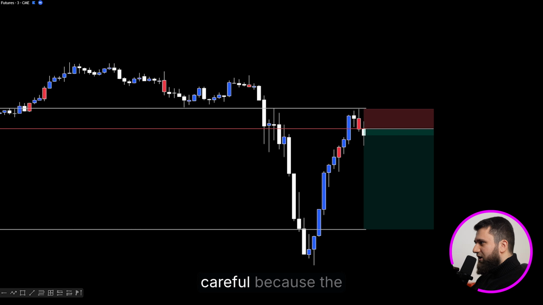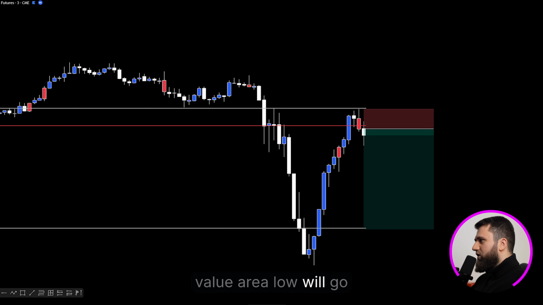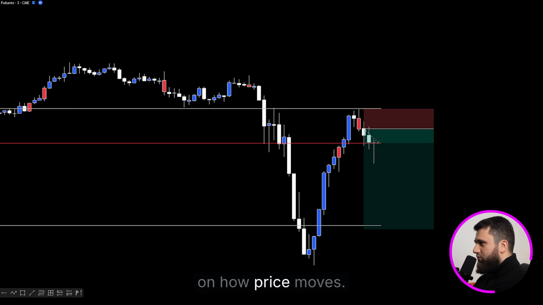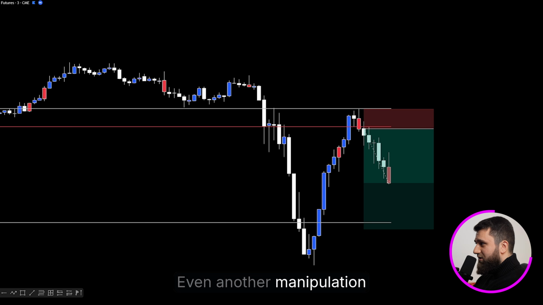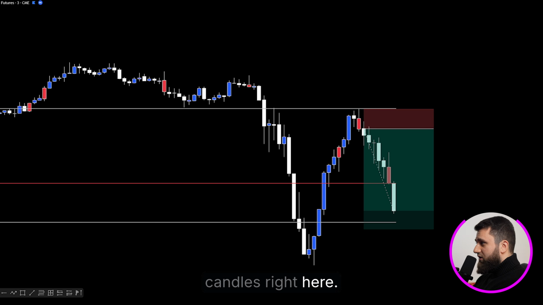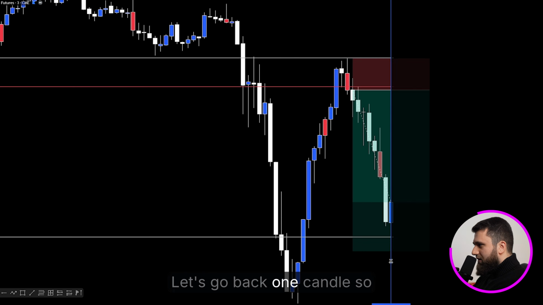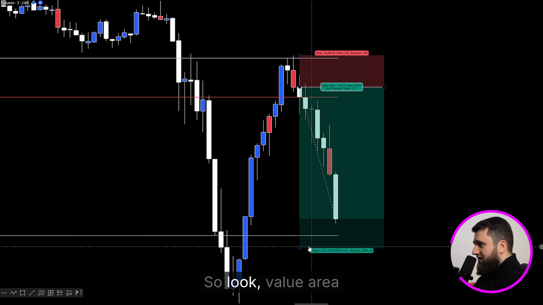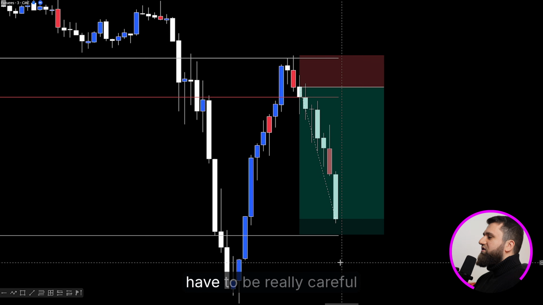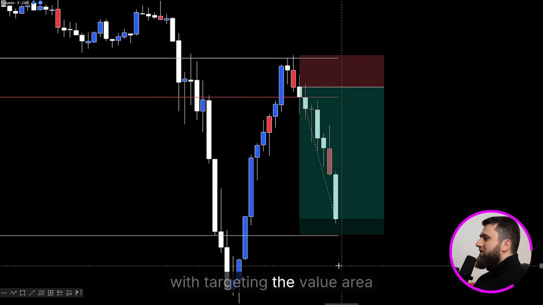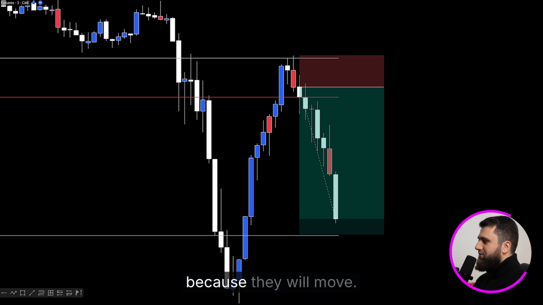You just have to be careful because the value area low will go up with time depending on how price moves. So look at that beautiful drop here. Even another manipulation candle here on the candles right here. Let's go back one candle so I can show you guys that. So look, value area low was right here, but now it is right here. So that's why you always have to be really careful with targeting the value area low or the value area high, because they will move.